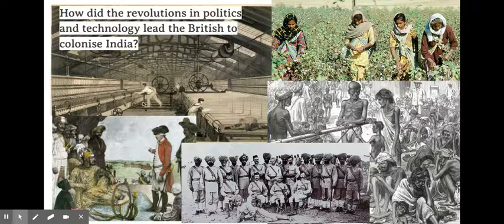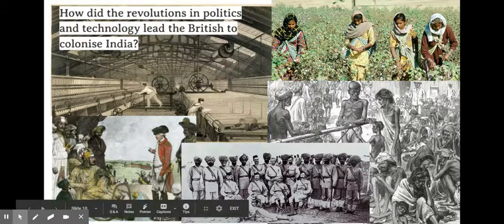Britain had invented cotton mills to make cotton cloth. This is a spinning machine. And they needed tons and tons of cotton, but now they can't get it from their American colonies. They need new colonies. So they turn to India, where cotton grows really well even today.